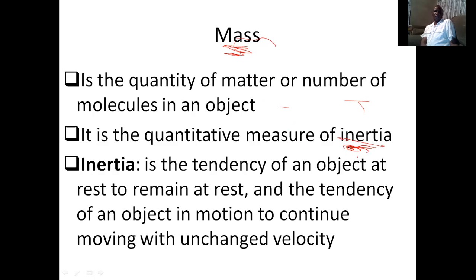Inertia is the tendency of an object to remain at rest. If an object remains at rest, or it continues in motion, it continues moving with unchanged velocity. And so that's what mass is.